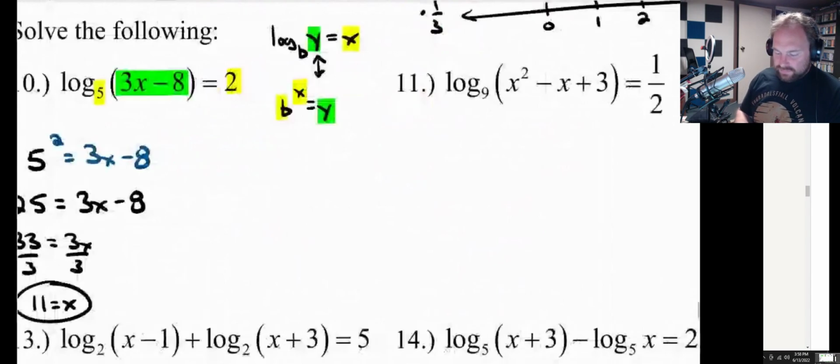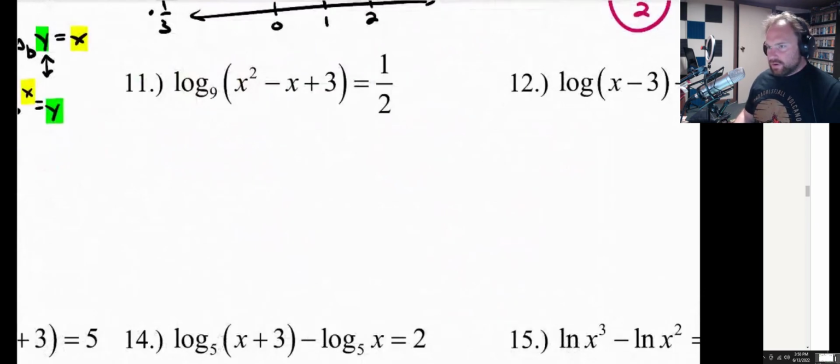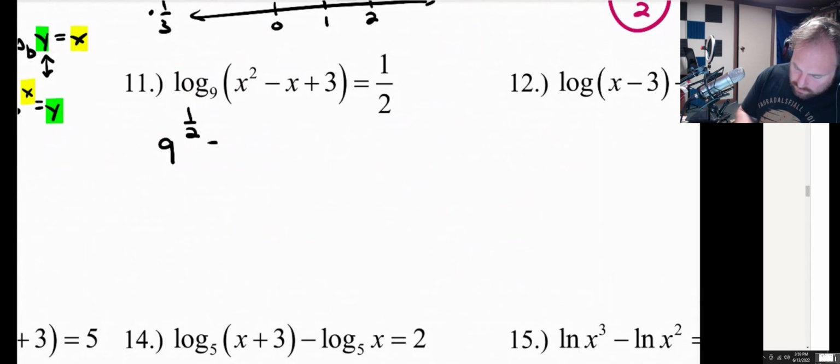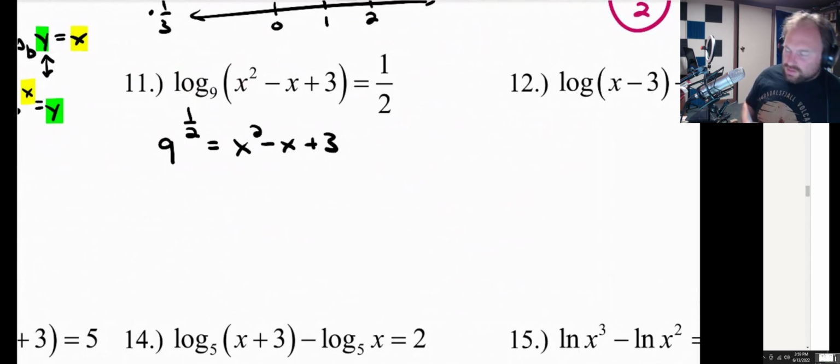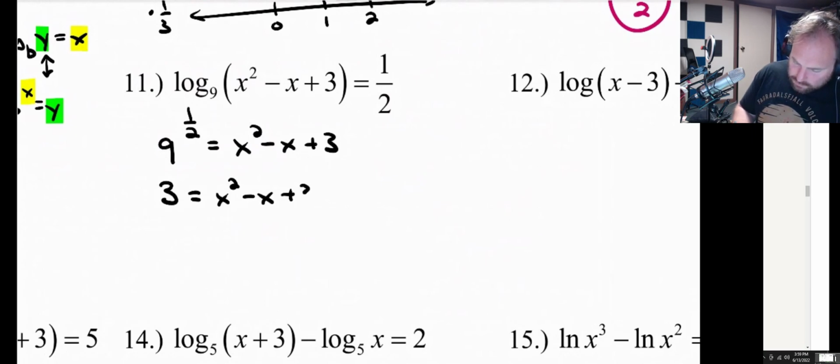Okay, number 11. Same exact game here. We're just going to take the base of 9, raise it to the 1/2 power from the right side, and set it equal to x squared minus x plus 3. 9 to the 1/2, of course, is the square root of 9, and that's 3. And since 3 is on both sides of this equation, we can ignore it. And that's going to leave us with a nice 0 on this side.